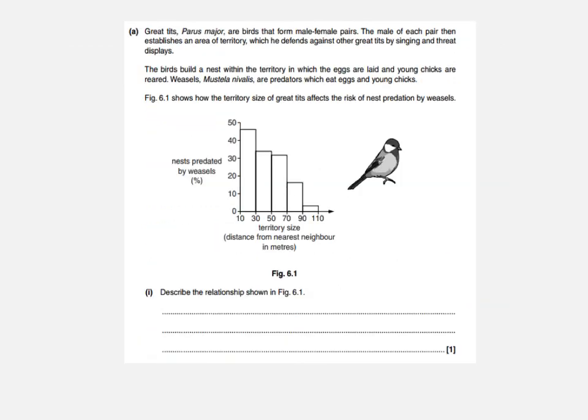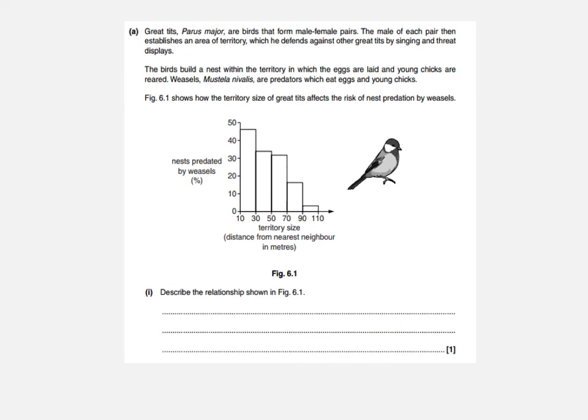Great tits, or Parus major, are birds that form male-female pairs. The male of each pair then establishes an area of territory which he defends against other great tits by singing and threat displays. The birds build nests within the territory in which the eggs are laid and young chicks are reared. Weasels are predators which eat eggs and young chicks. Figure 6.1 shows how the territory size of great tits affects the risk of nest predation by weasels. Describe the relationship shown in figure 6.1.